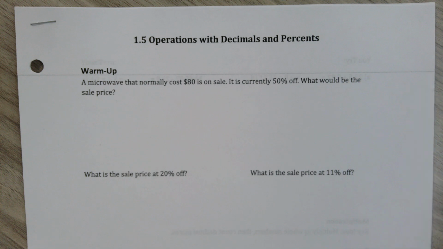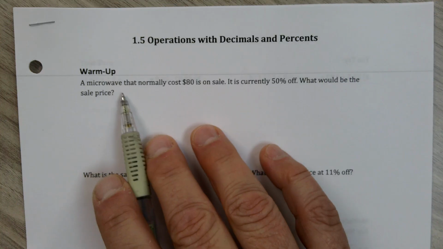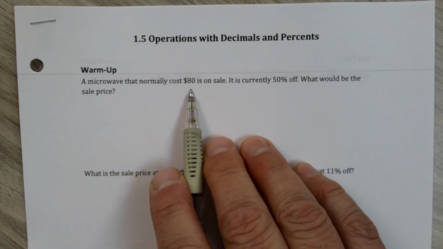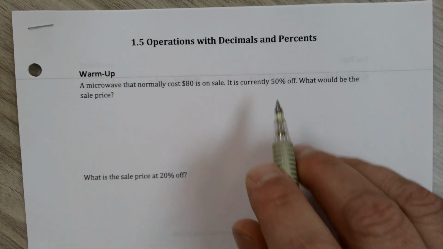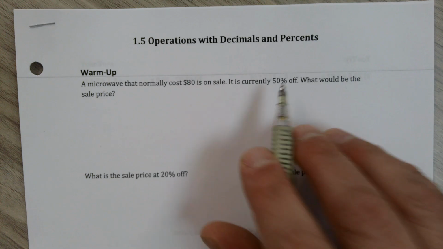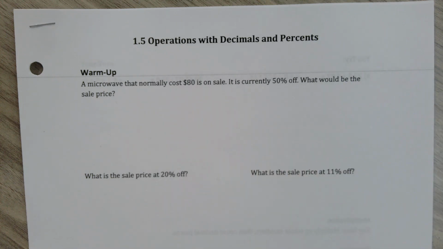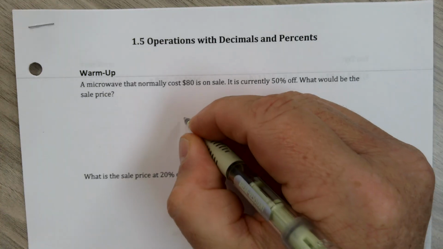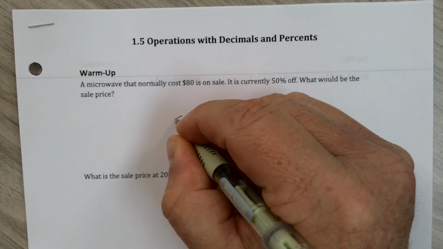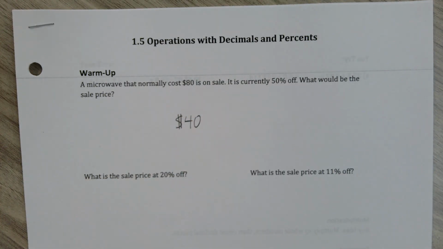For the first one, I don't even know that we need to do any math with a calculator or anything, because we have a microwave that's normally $80 and it's on sale and it's 50% off. What would be the sale price? Well, 50% off is essentially half the cost, right? So for this one, we can just say it's $40. Now, what's the math involved with that?